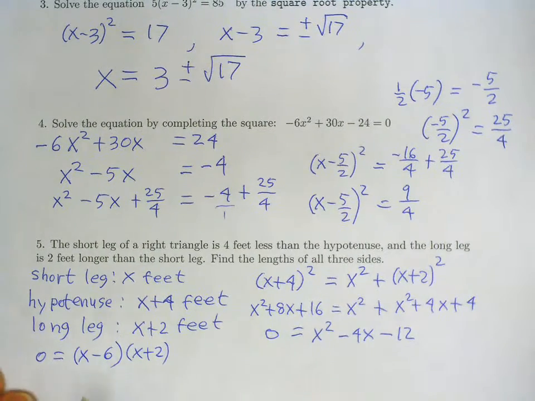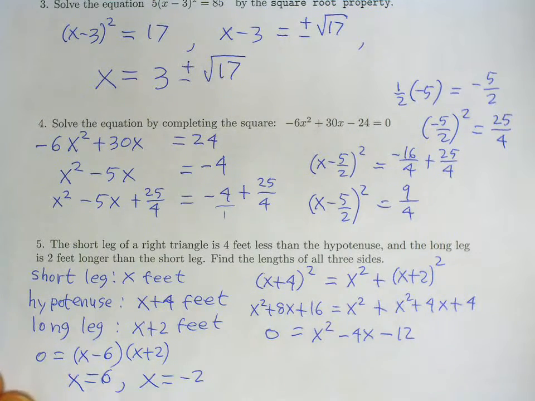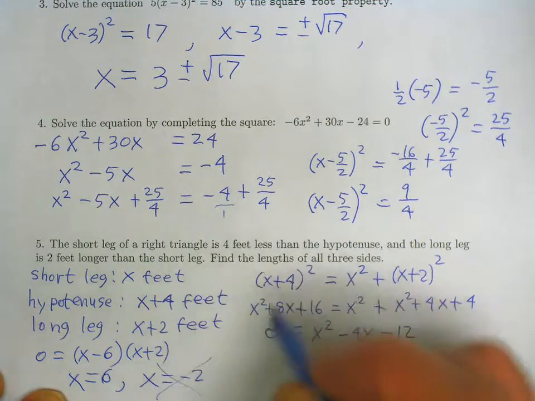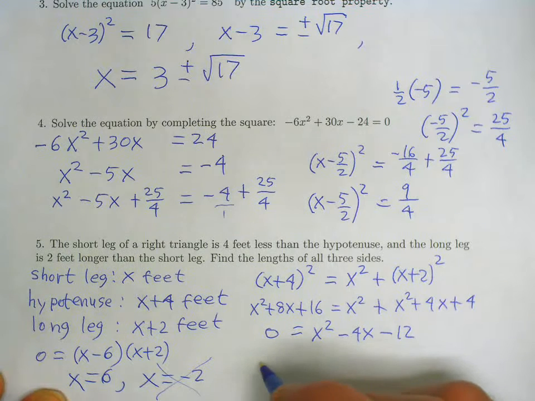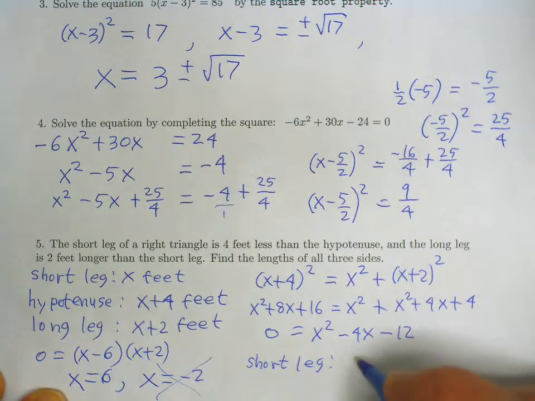One of the solutions is positive 6. The other solution is negative 2. In the context of this problem, we exclude the negative solution. And so since x is 6 feet, then the short leg is 6 feet. So I'll go ahead and write it out. Short leg is x equals 6 feet.